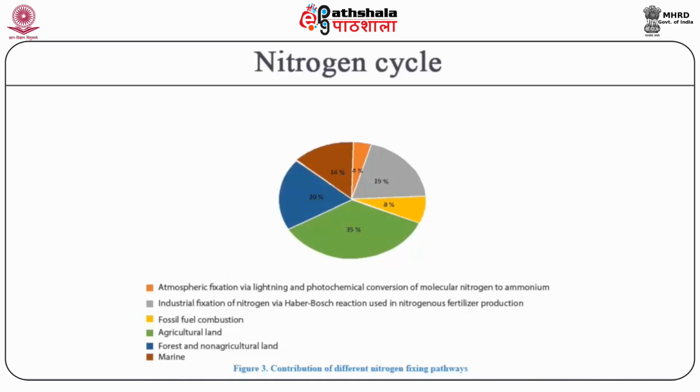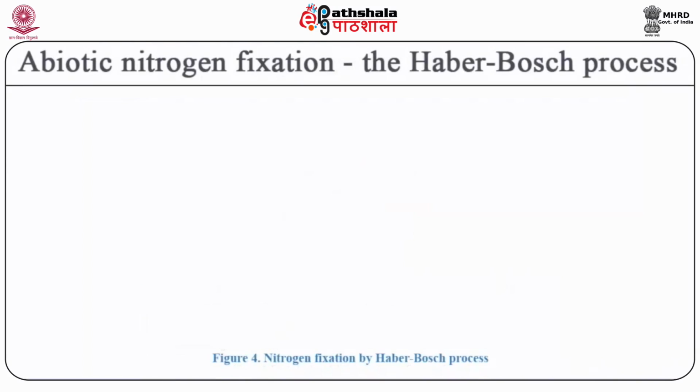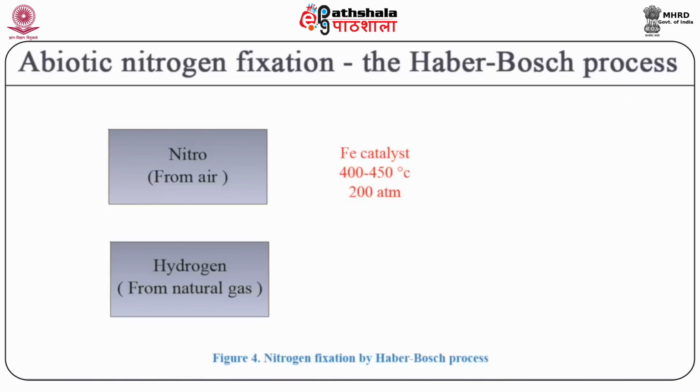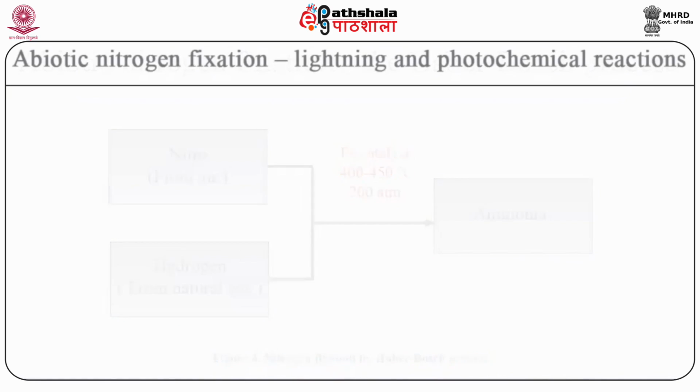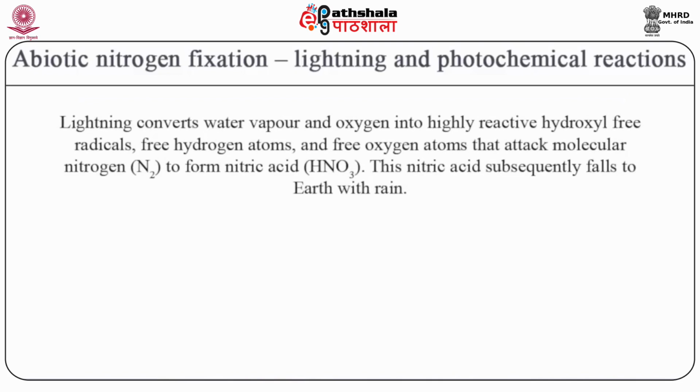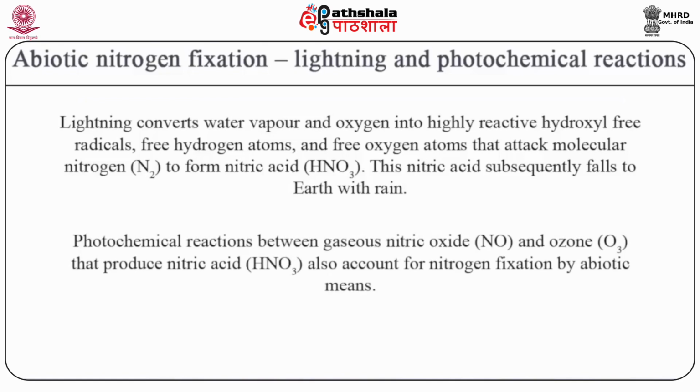Fertilizer production by the Haber-Bosch process is the major abiotic means of nitrogen fixation. The Haber-Bosch process is a starting point for the manufacture of many industrial and agricultural products and involves combining nitrogen with hydrogen at very high temperature and pressure to form ammonia. Natural abiotic processes such as lightning and photochemical reactions in the upper atmosphere also have a minor share in nitrogen fixation. Lightning converts water vapor and oxygen into highly reactive free radicals and atoms, resulting in acid rain. Ozone and nitric oxide also react with each other to form nitric acid and acid rain.